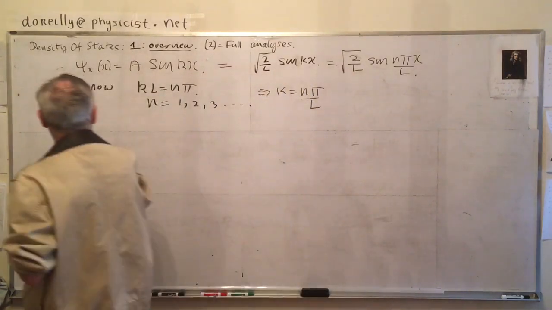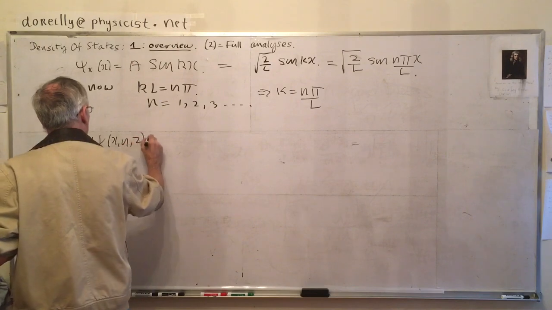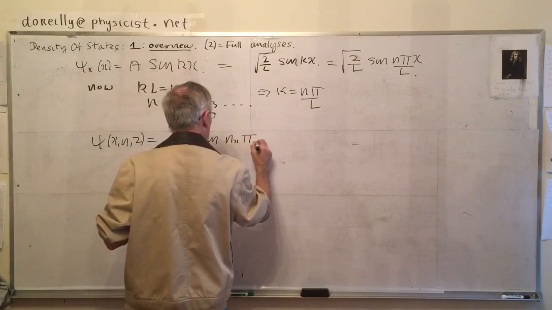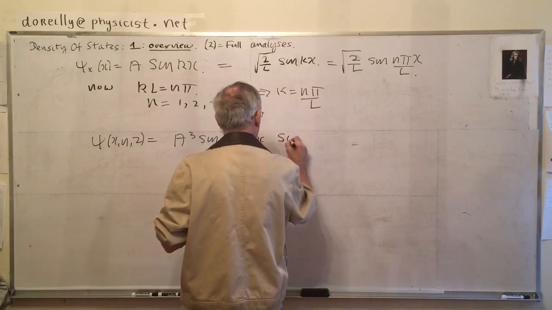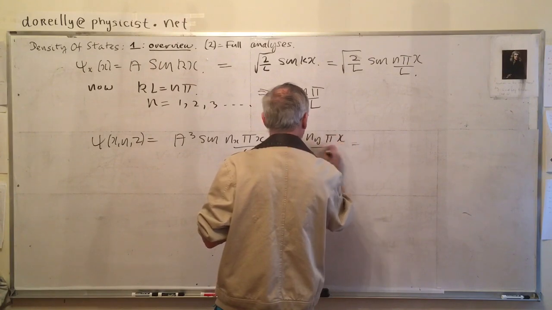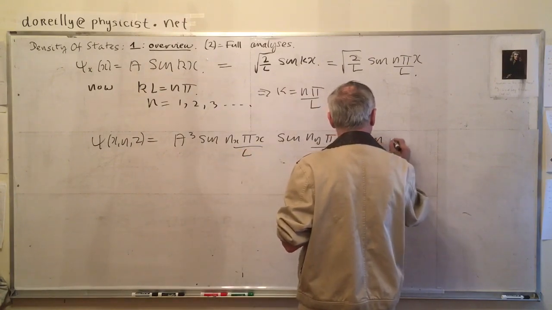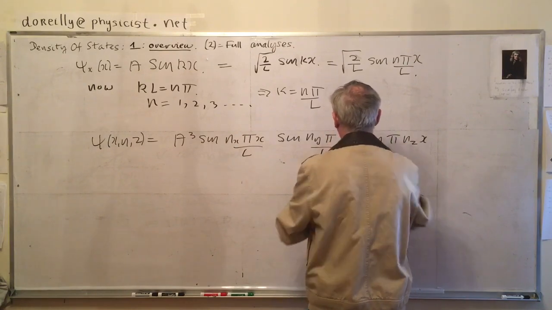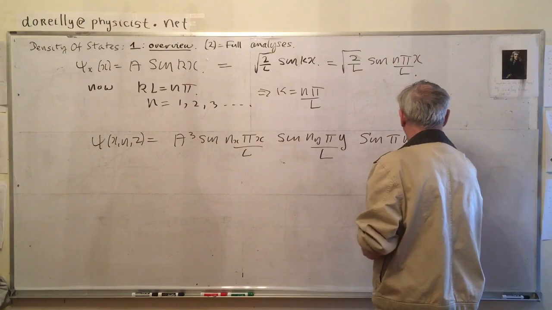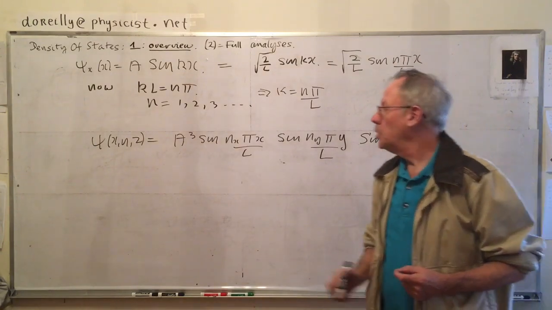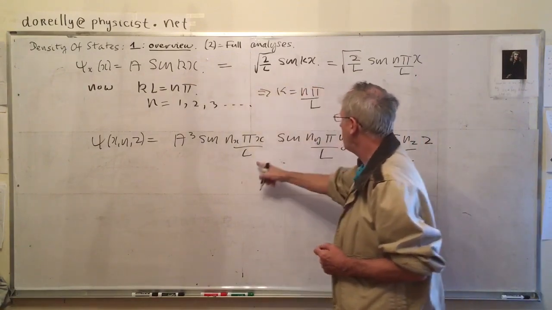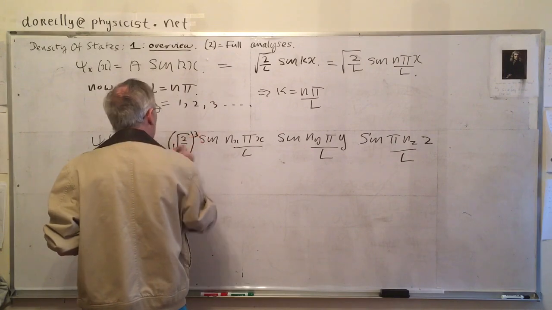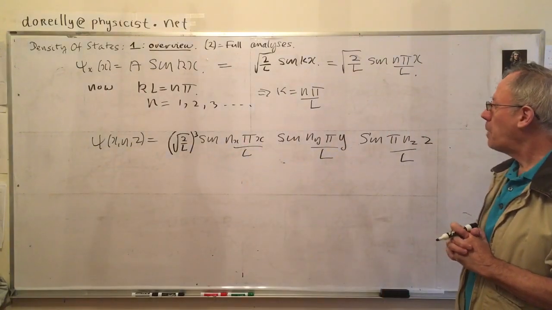So we can say that in general, by separation of variables, the solution is going to be the product of similar functions, one for each direction, the x, y, and z, and a cubed is going to be root 2 over L cubed. Okay, so this is the solution of a particle in a box.